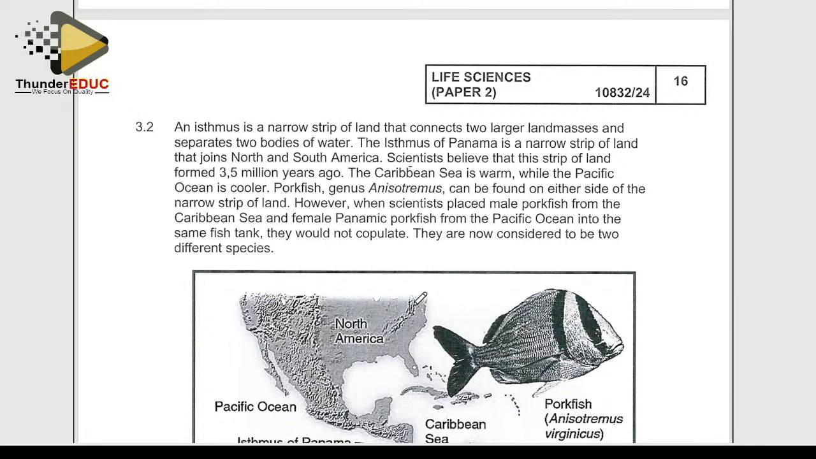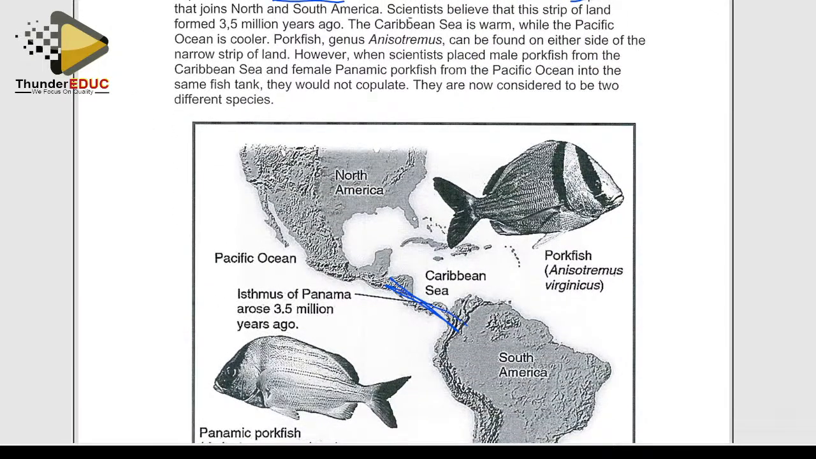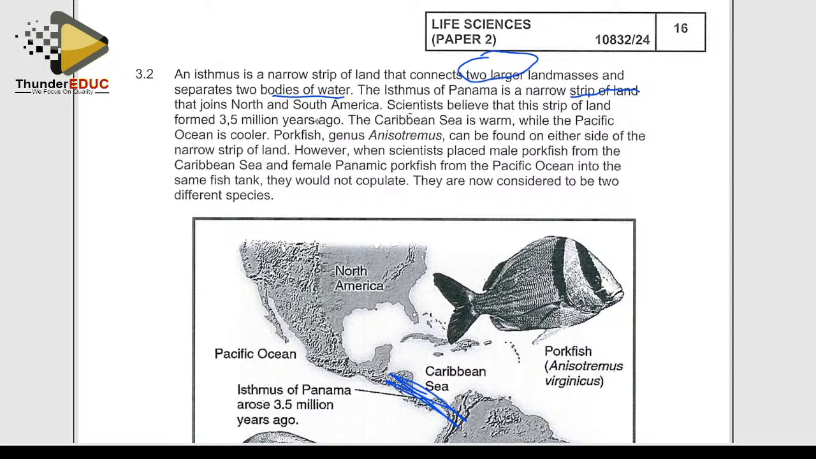Connected to two large masses. Okay, these two large masses. Guys, did you read this? It says it is separated by two water bodies. This island of Panama is a narrow strip, a strip of land that joins North and South America. Some believe that this strip of land formed 3.5 million years ago.